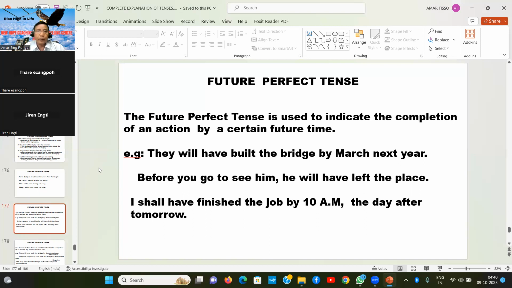That is the meaning. Or, I shall have finished the job by 10 a.m.